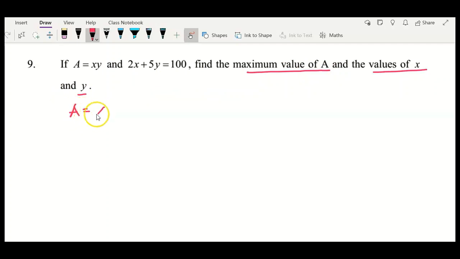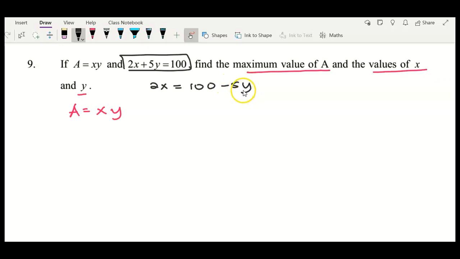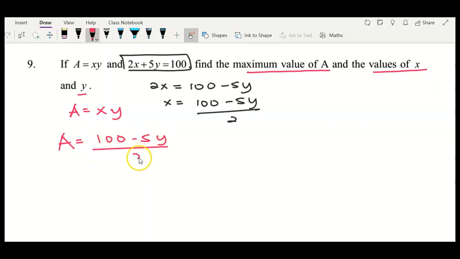Firstly, we have A equals xy. If you would like to find the maximum value of A, you need to eliminate one of the variables and make it a single variable. To do that, I'm going to use this equation, 2x plus 5y equals 100, meaning that I can write 2x equals 100 minus 5y, so x equals (100 minus 5y) over 2. I'm going to substitute this into my expression of A: A equals (100 minus 5y) over 2, multiplied by y.